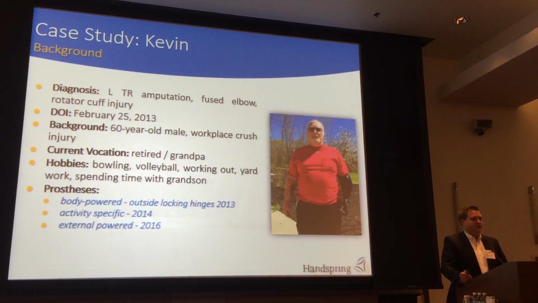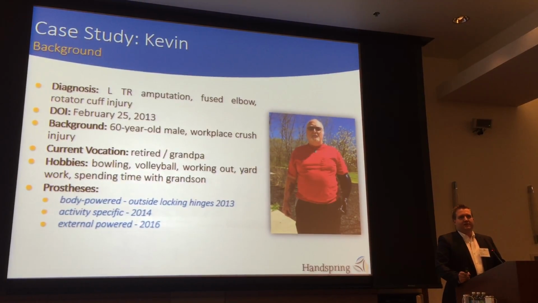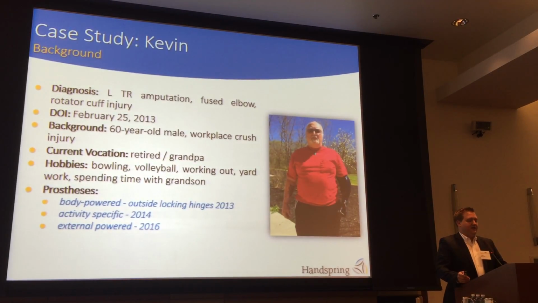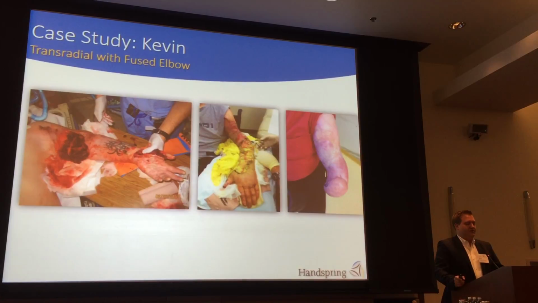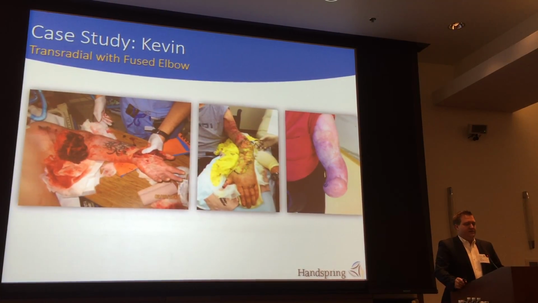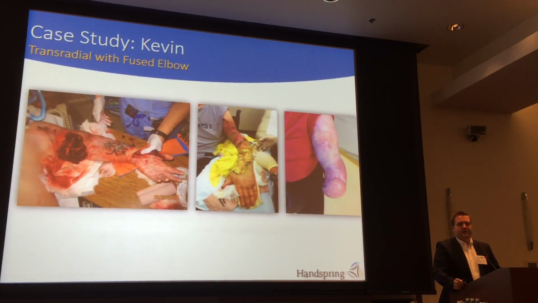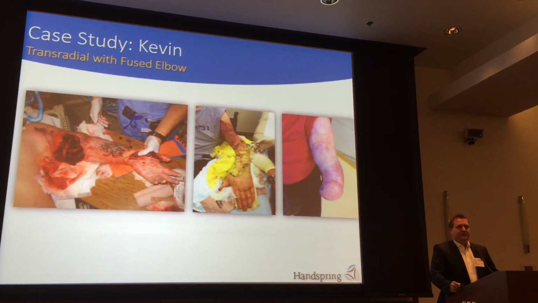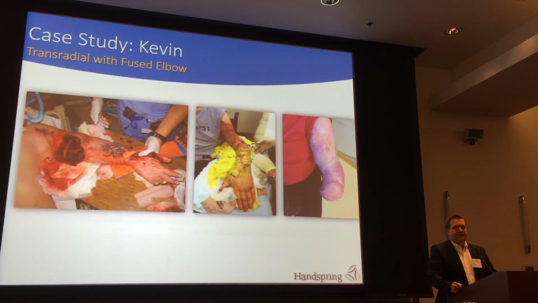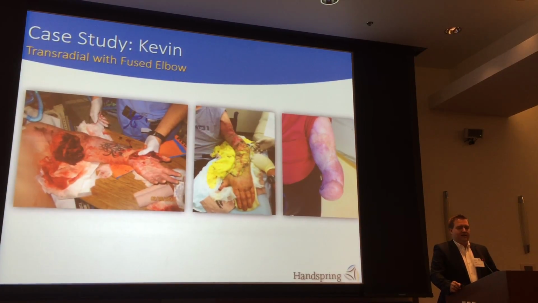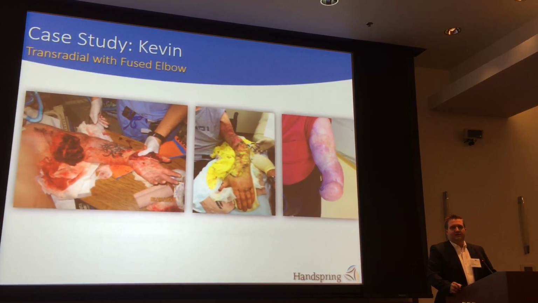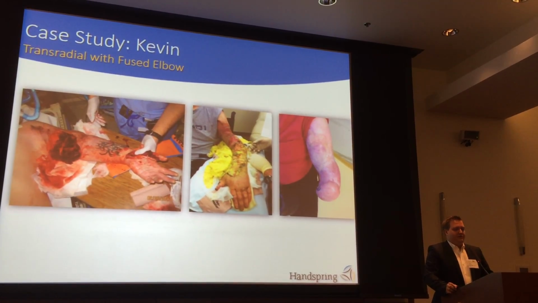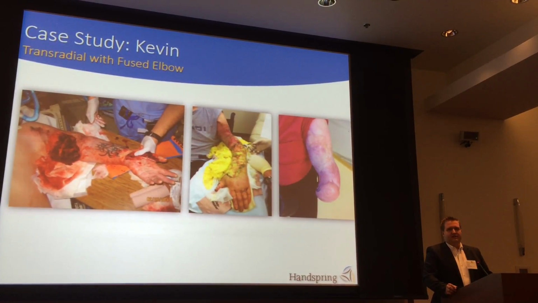Through this, I'll be showing a case study on our patient Kevin, who suffered a workplace trauma injury that resulted in a transradial level amputation. They attempted limb salvage initially, but that ended up failing, and ultimately he ended up with a fairly mangled left transradial amputation. His elbow was fused at about 20 degrees of flexion.